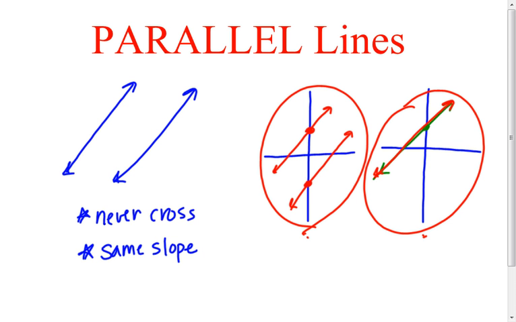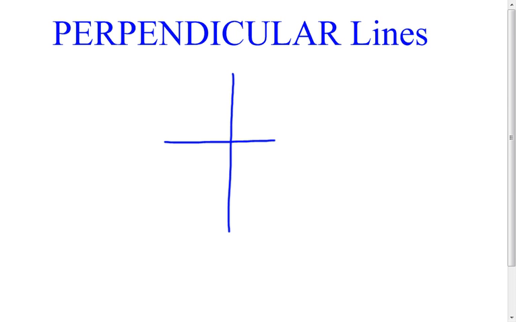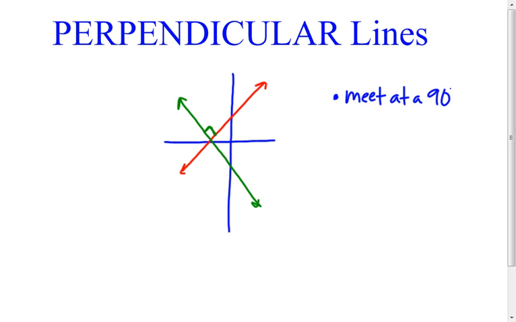Okay. Then, of course, there's perpendicular lines. And perpendicular lines look something like this. I have one line that looks something like that. And I have another line that crosses it somewhere. It doesn't have to be right along the axis, but somewhere they cross, and the angle they meet right here is a 90-degree angle. Okay, so perpendicular lines obviously meet at a 90-degree angle.